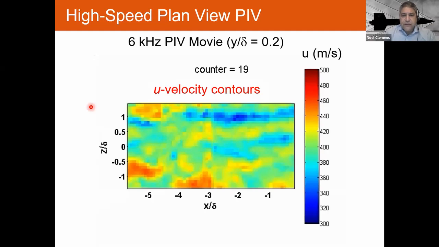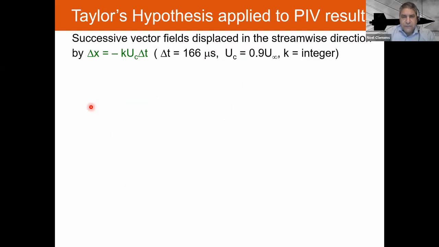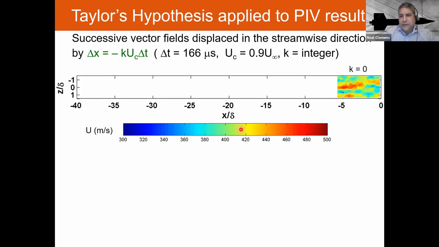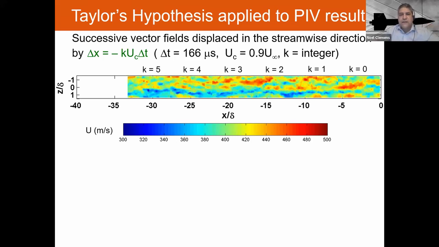However, we can use this information. We said, let's take an image out of the movie. If we assume that Taylor's hypothesis is correct, and that the flow is essentially frozen as it propagates downstream, then the frame that came after this one was actually before it in space. So we can displace it by the convection distance, which is essentially Taylor's hypothesis, as you do with a hot wire. Then you take the next later frame and displace it upstream again, and you do it again and again and again.